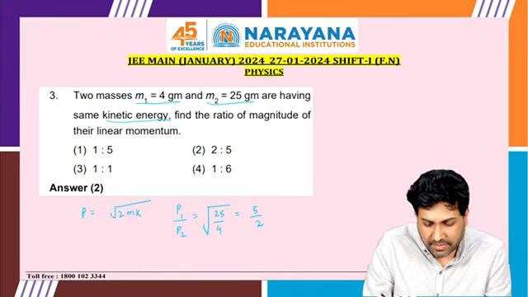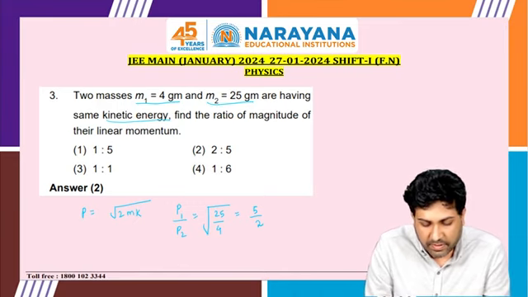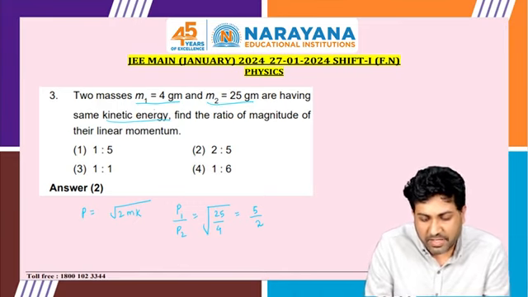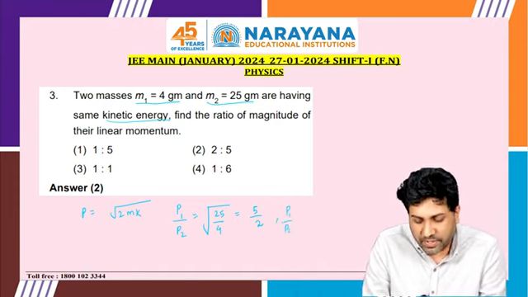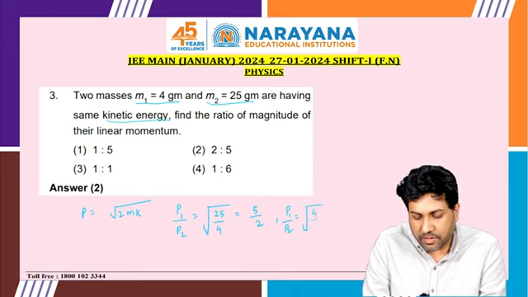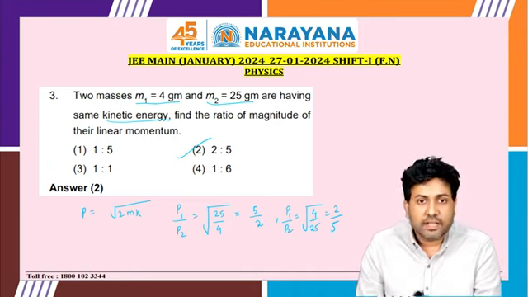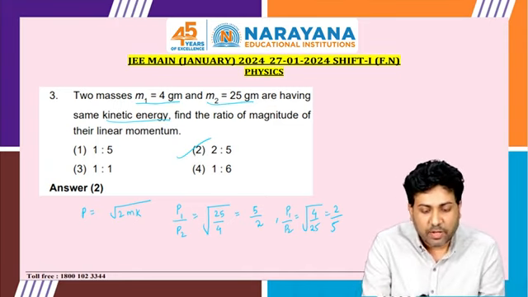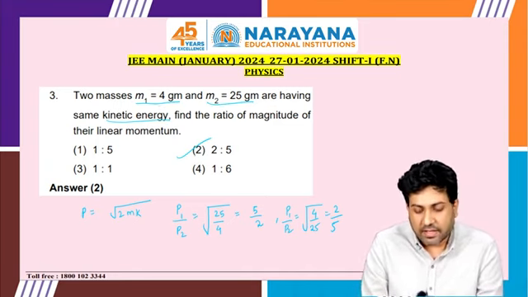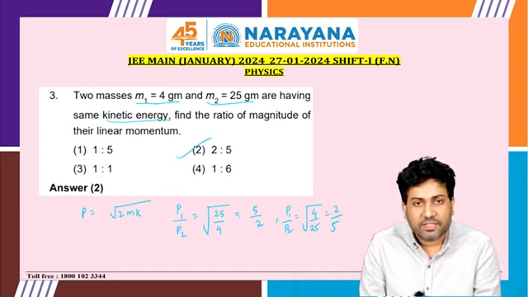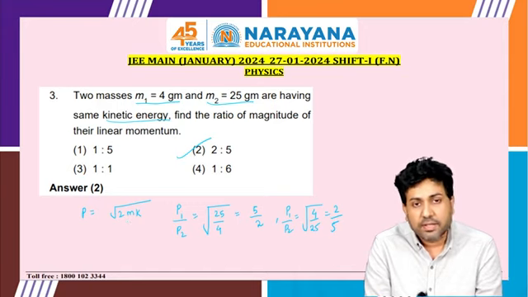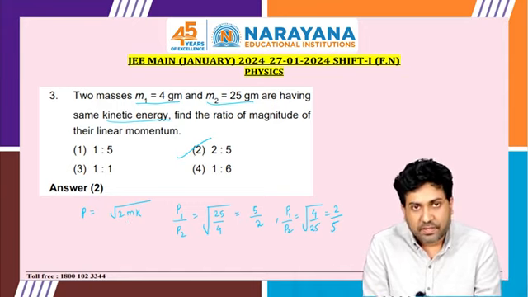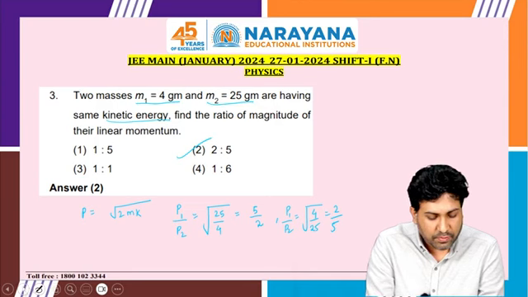Okay, just 1 minute. What we have done here, the first mass was 4 grams and not 25 grams. So just correct it here. P1 upon P2 will be equal to root of 4 by 25, that is 2 by 5. So the correct answer will be 2. The first mass was 4 grams, and that's why I've written here first mass is 4 grams. The linear momentum is directly proportional to root m. Clear? Okay, let's move to the next question then.